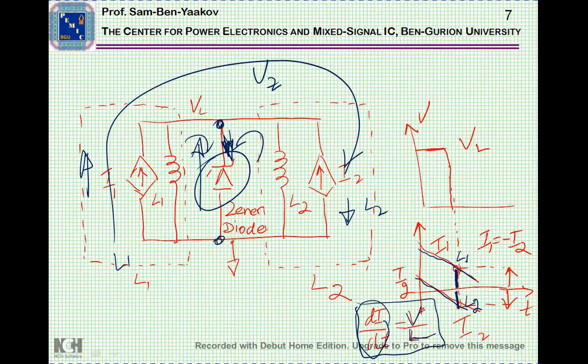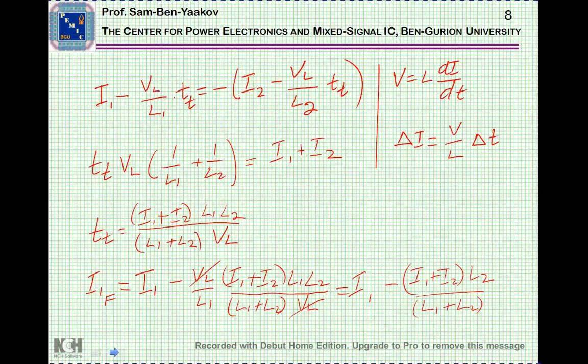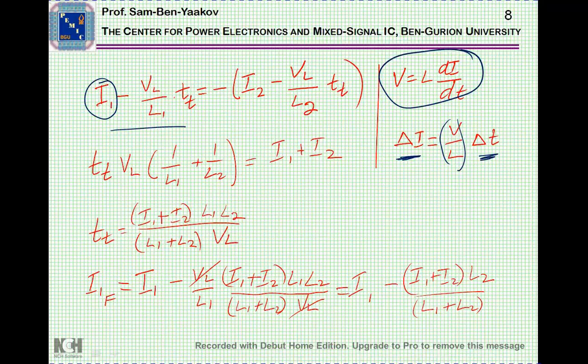Okay, now let's see how we translate it into some simple relationship. Again, this is the basic state space equation of the inductor, from which we find that delta I, that is the change in the current, will be dependent on the slope times delta t. So for the first inductor, we have the initial value minus this drop.